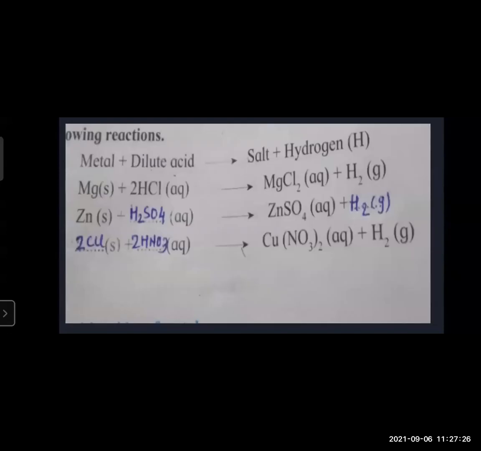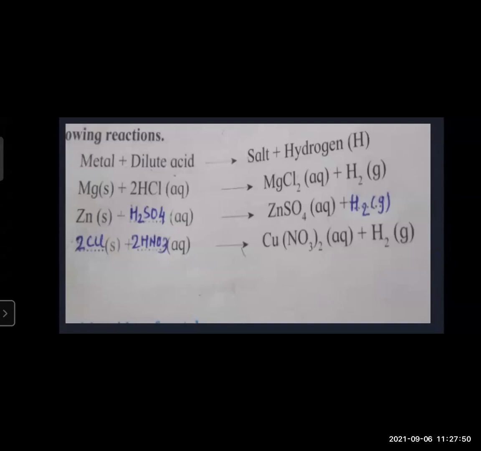Metal plus dilute acid will give you salt and hydrogen. All the time you will get salt and hydrogen only. So when metals react with acid, they give us salt and hydrogen. Different examples have been given here. First, in common form: metal plus dilute acid gives you salt and hydrogen.